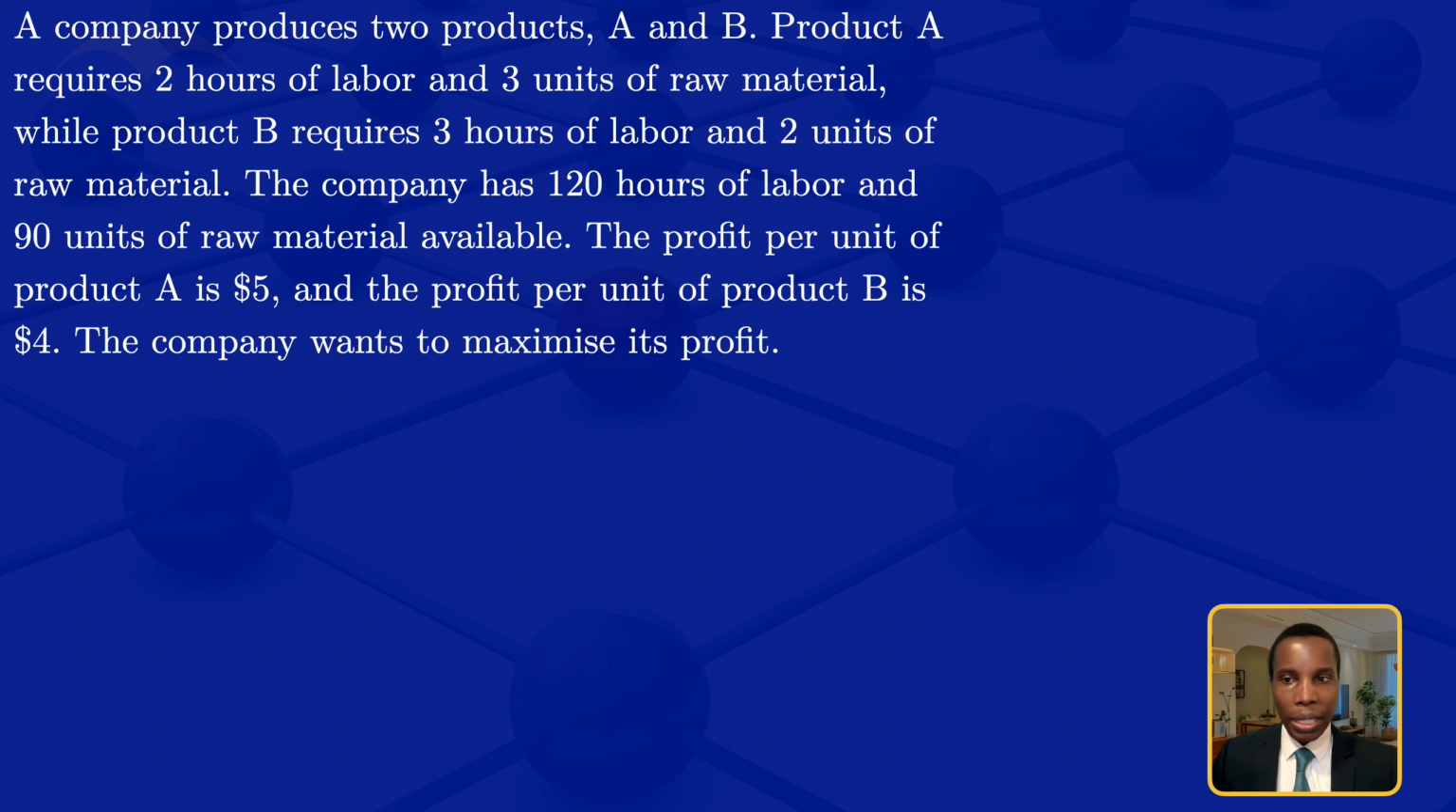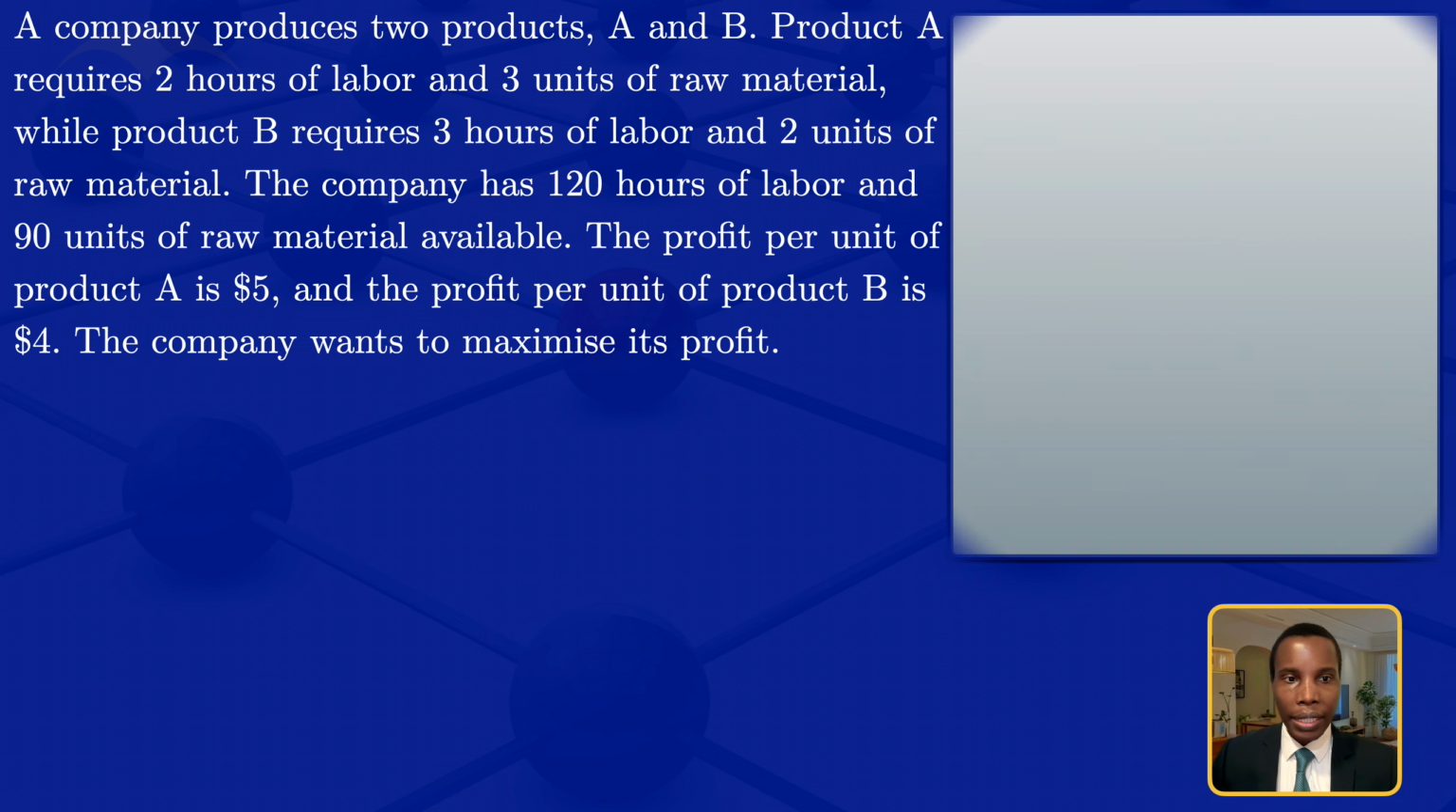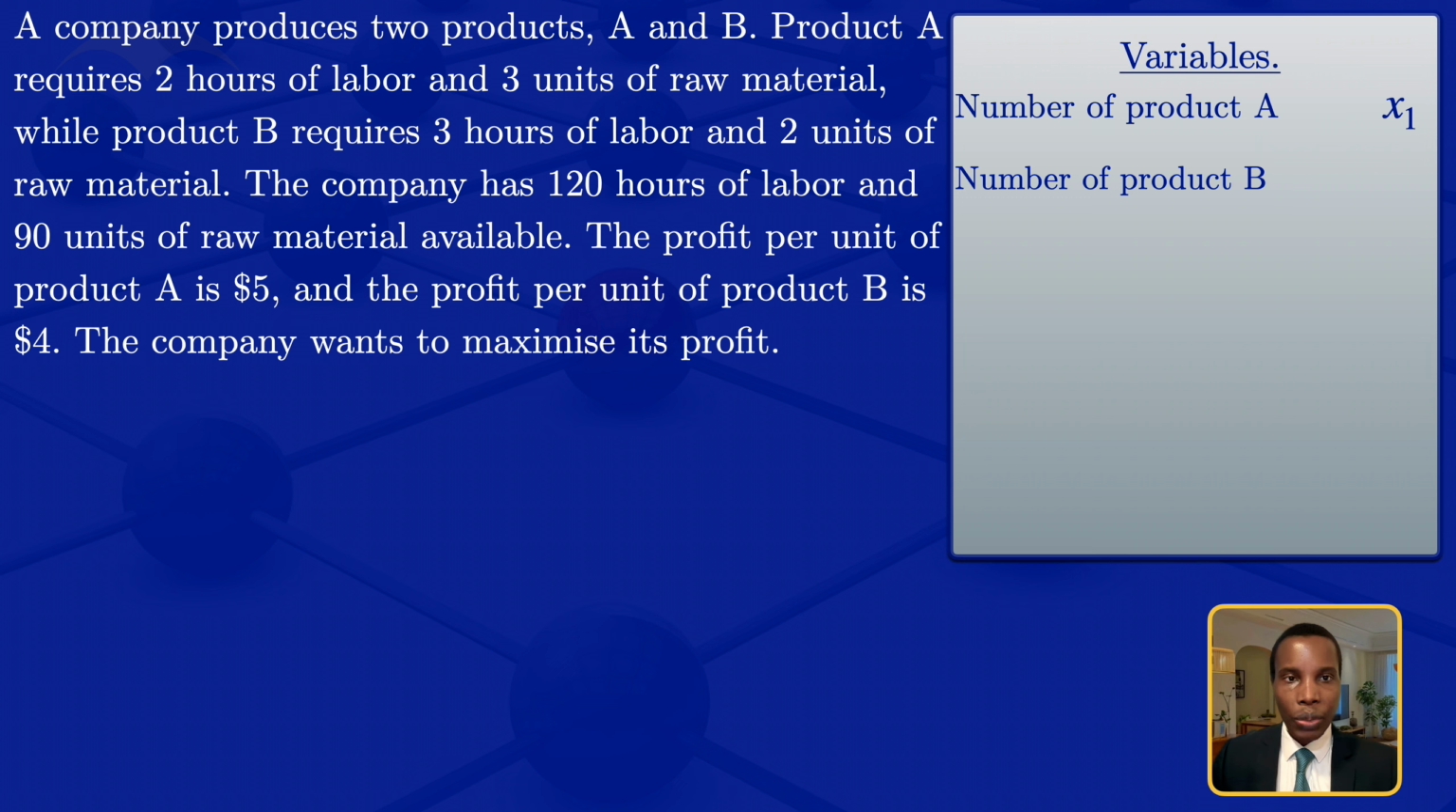So I'll start with step number one, identifying the decision variables. The decision variables there will be how many of each, A or B, should be made. So that will be our variable. We have the number of products of item A, which I will denote by a variable x1. The number of products of item B, we will denote by x2. So those are our decision variables, the ones that we need to change so that we maximize our profit.